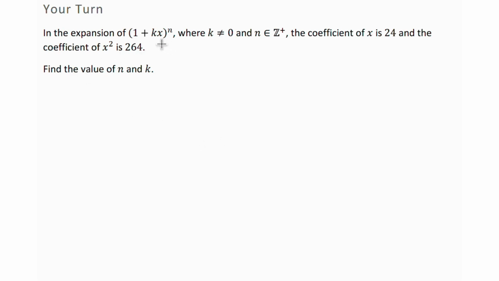In the expansion of (1 + kx)^n, where k is non-zero and n is a positive integer, the coefficient of x is 24 and the coefficient of x squared is 264. Find the value of n and k.